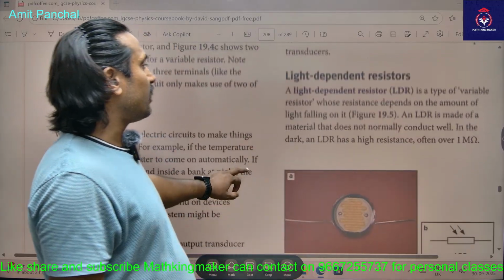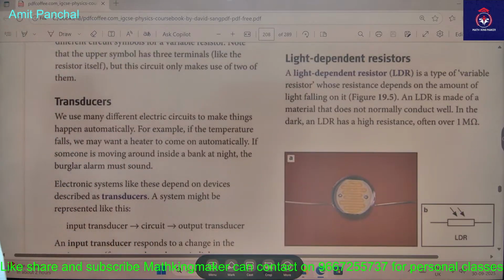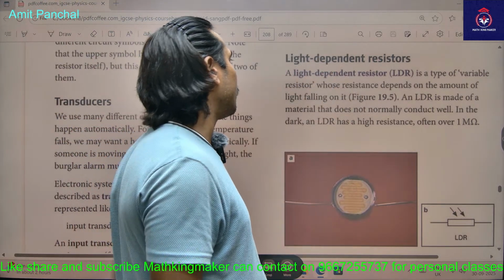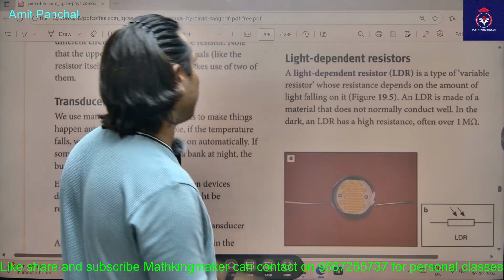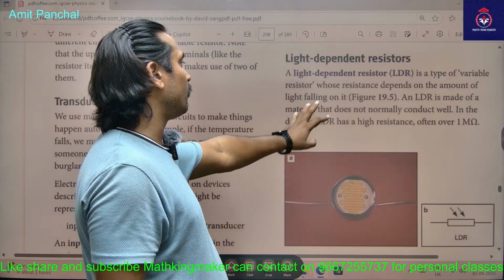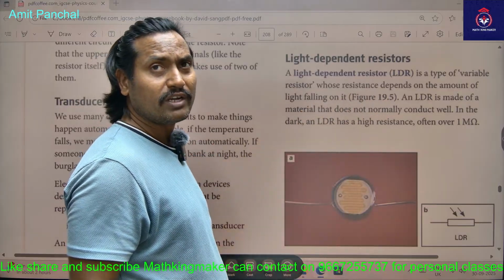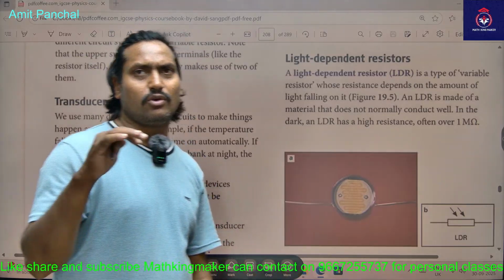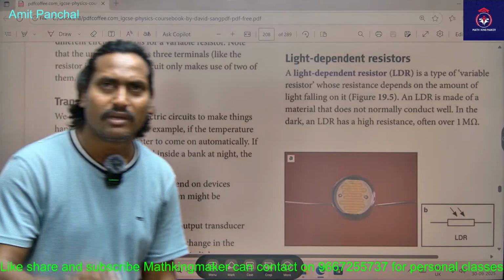Some resistors are light dependent resistors. That means they will operate only when there is light. So this type of resistor is said to be a light dependent resistor. It is a type of variable resistor whose resistance depends on the amount of light falling on it. So whatever amount of light falls on it, it will change its own resistance according to the light.